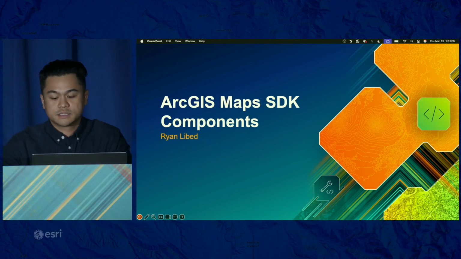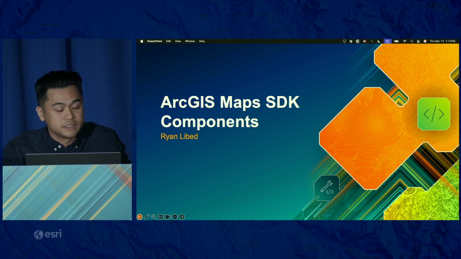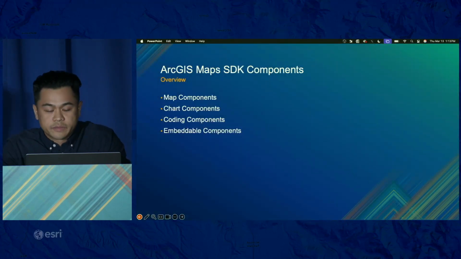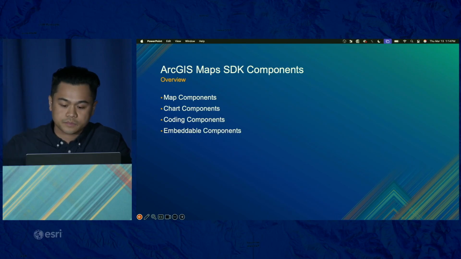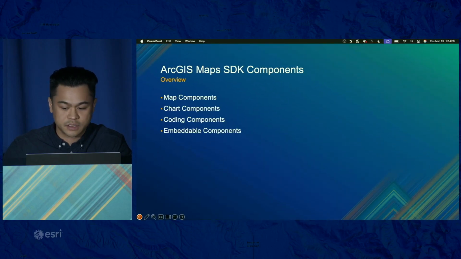So now that we've discussed using the Calcite Design System for user experience, alongside that, you'll of course want to include web mapping functionality, and you can do that pretty easily with ArcGIS Maps SDK components. So let's talk through some of the components that are available. There are various web component libraries under the Maps SDK, such as Maps, Charts, Coding, and Embeddable. So let's go ahead and walk through some of these components here.